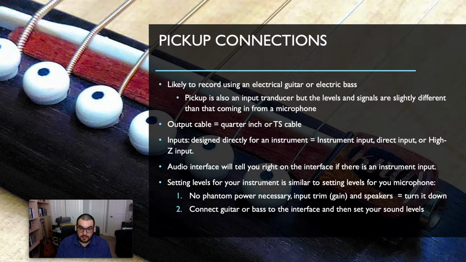Okay, remember, setting your levels for your instrument is very similar to setting the levels for your microphone. There is no phantom power necessary, but you want to make sure that the gain and the volume on the speakers is turned all the way down so you don't get any feedback, clicks and pops that are going to damage your speakers or your interface. Okay, then you can connect your guitar or bass to the interface and set the levels as we discussed.